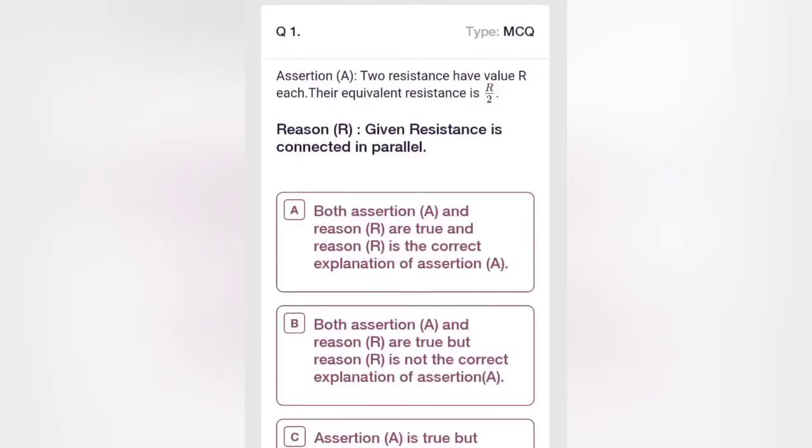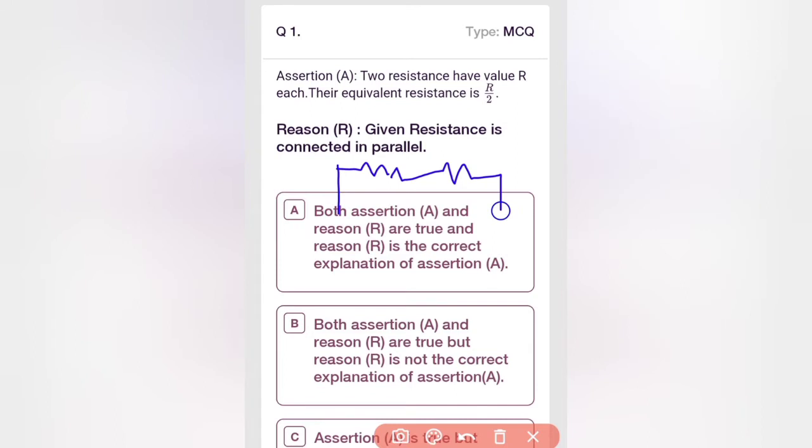Let's begin with the first question. Assertion: two resistors have value R each. So let us take two resistances having the value R each, and their equivalent resistance is R by 2.